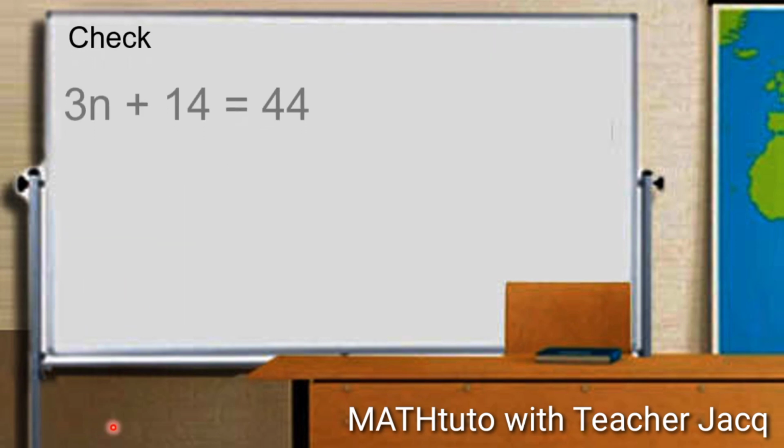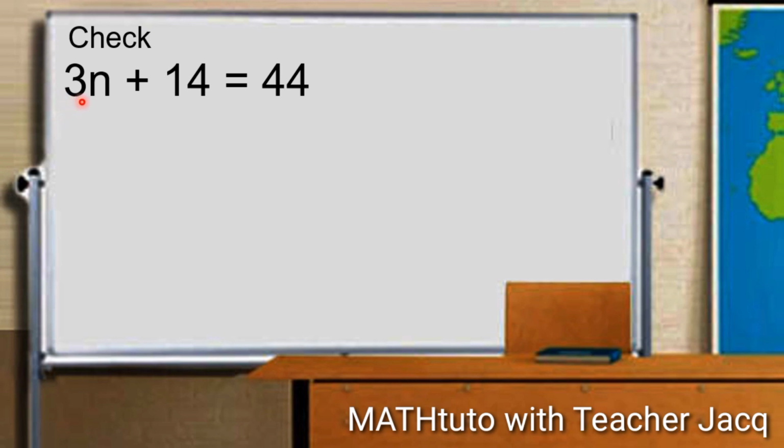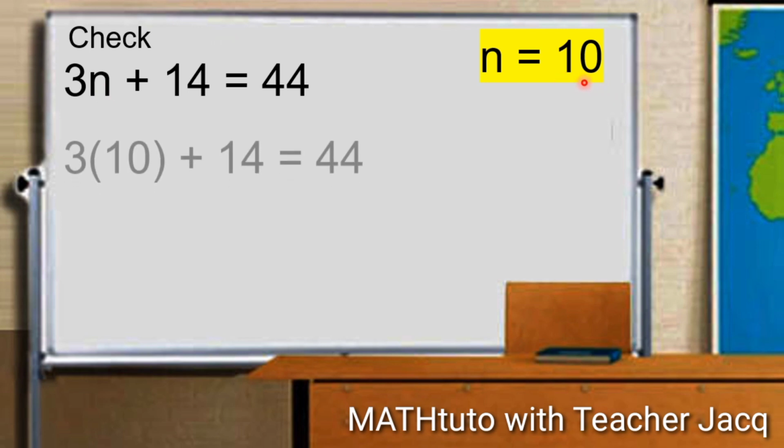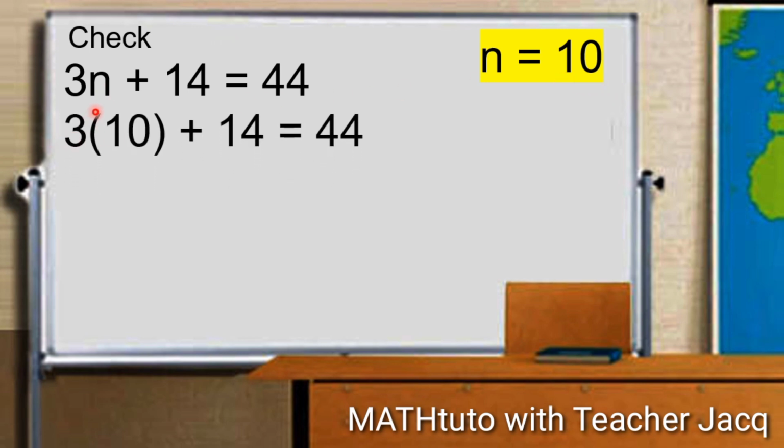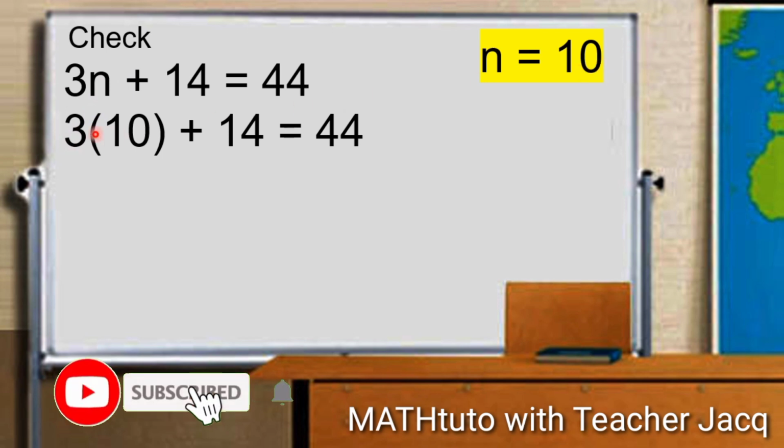Let us check. So, yung given natin kanina, 3n plus 14 is equals to 44. And then, yung value ng n is 10 based dun sa solving natin. So, check natin ngayon. Lahat or itong may n is papalitan natin ng 10. Okay? So, meron ngayon tayong 3. The value of n is 10. Kaya 3 times 10 plus 14 equals 44.